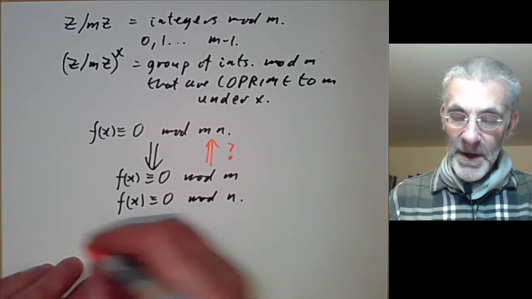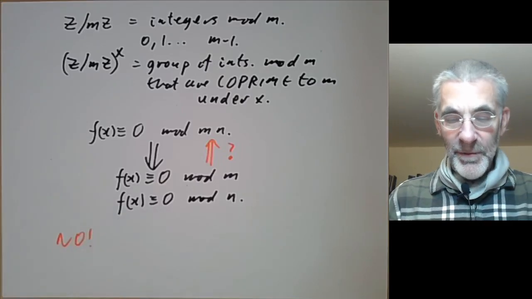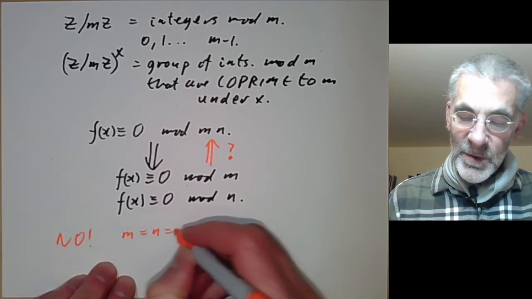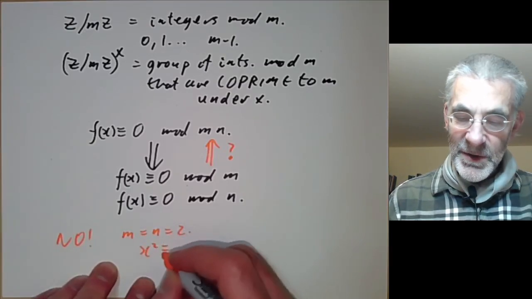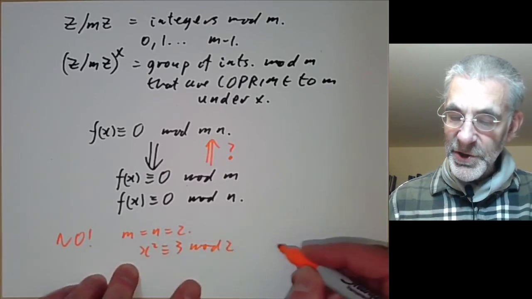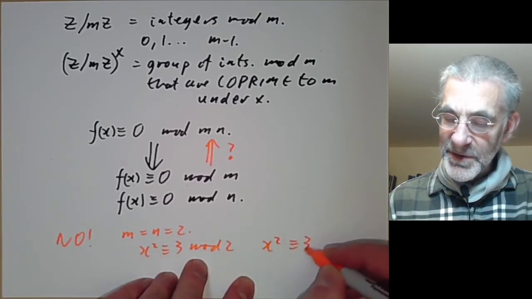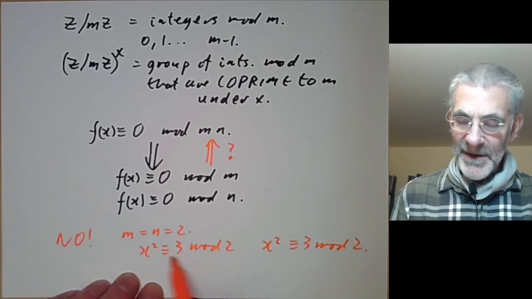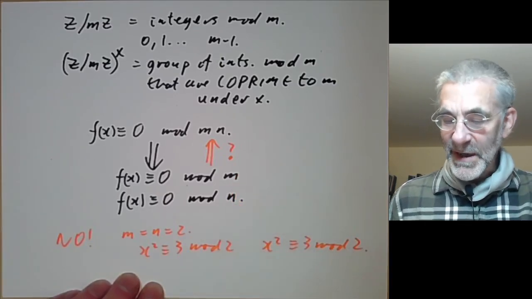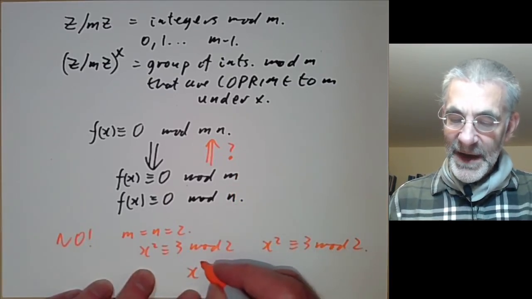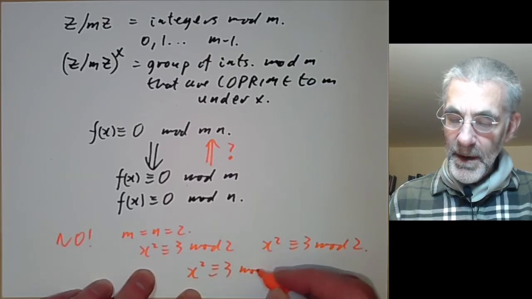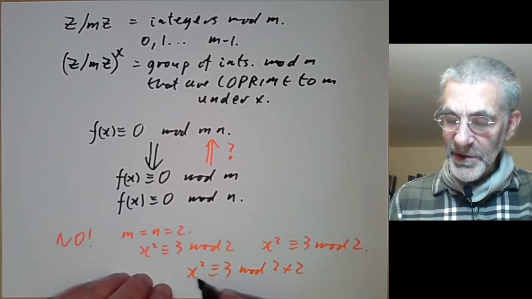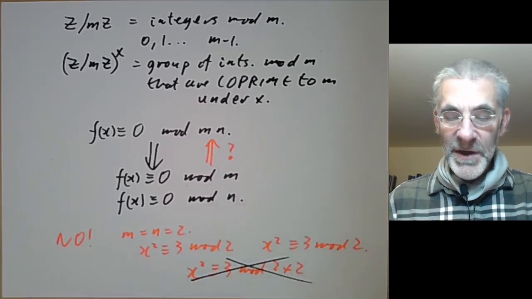And the answer is, no, we can't generally go back. And it's very easy to see cases when you can't. We can just take m equals n equals 2, say, and then we can solve x squared is congruent to 3 modulo 2, and we can solve x squared is congruent to 3 modulo 2, and it looks exactly like this equation. In fact, it is exactly this equation, since m is equal to n, we can take the same equation. But if we try and solve x squared is congruent to 3 modulo 2 times 2, we're stuck. This equation has no solutions. So we can't always go back the other way.